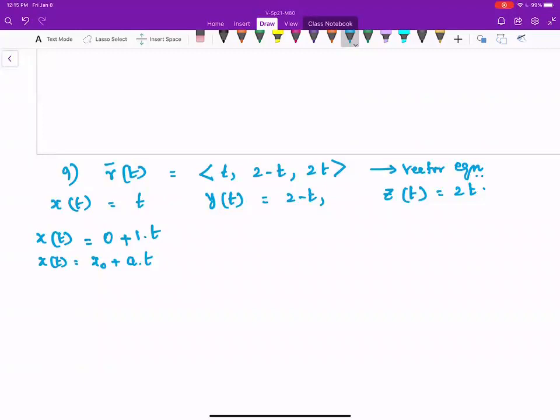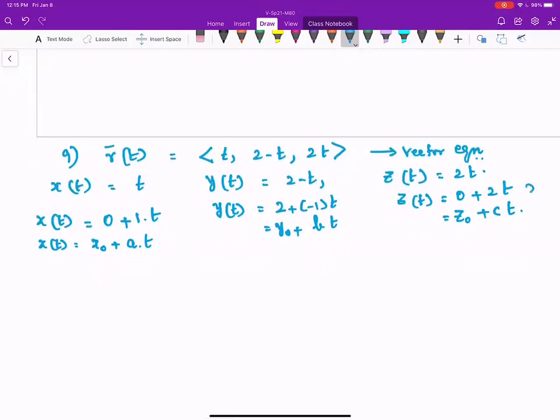So we want to recognize these parametric equations given here in the form of x0 plus at, y0 plus bt, and so on. That is 2 plus negative 1 times t, which is actually y0 plus bt. And z of t can be written as 0 plus 2t. So you can write that as z0 plus ct.